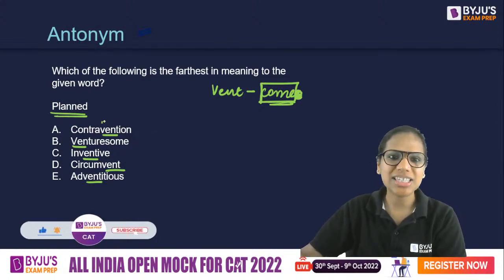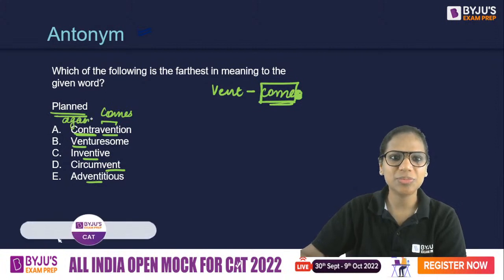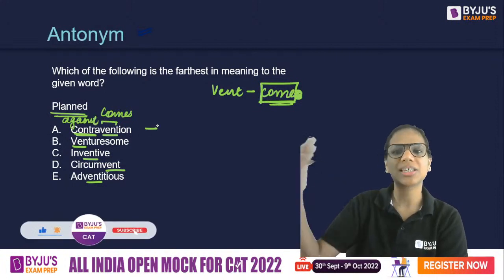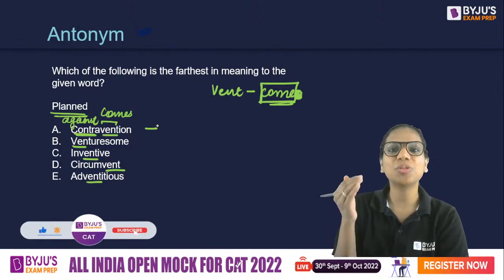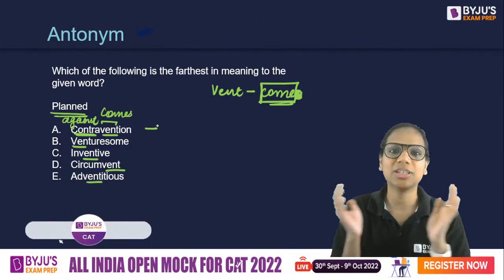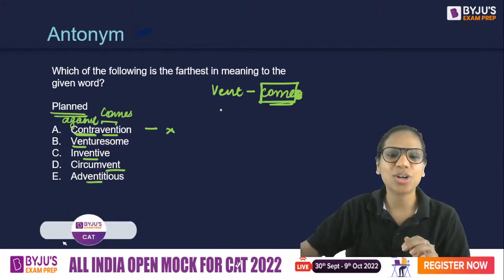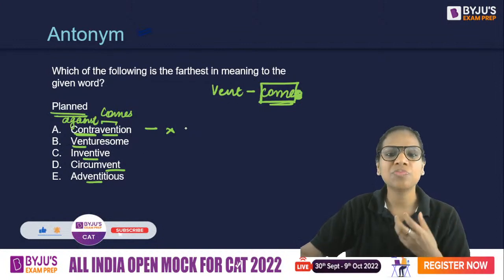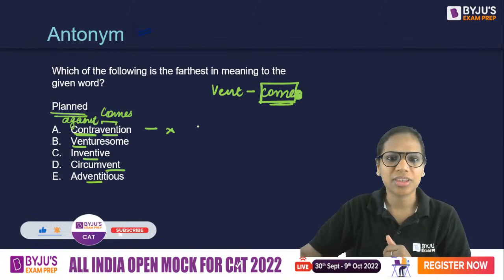Contravention. When something comes into conflict, when something contra means against, isn't it? So when something comes into conflict with something else. So if I say your actions are in contravention to our rules, that means your actions come in conflict with our rules. So that is why this is not the answer. Contravention is a violation, a conflict, etc. Okay.